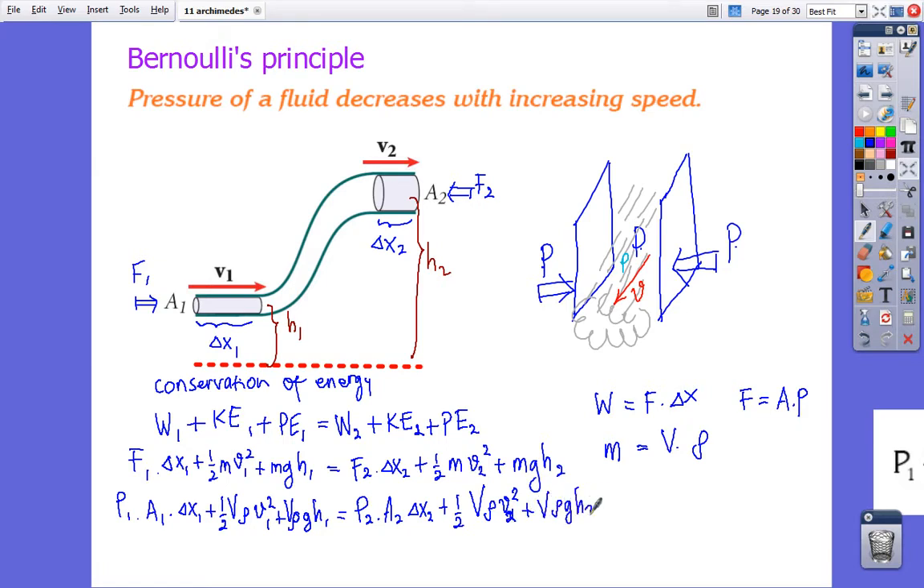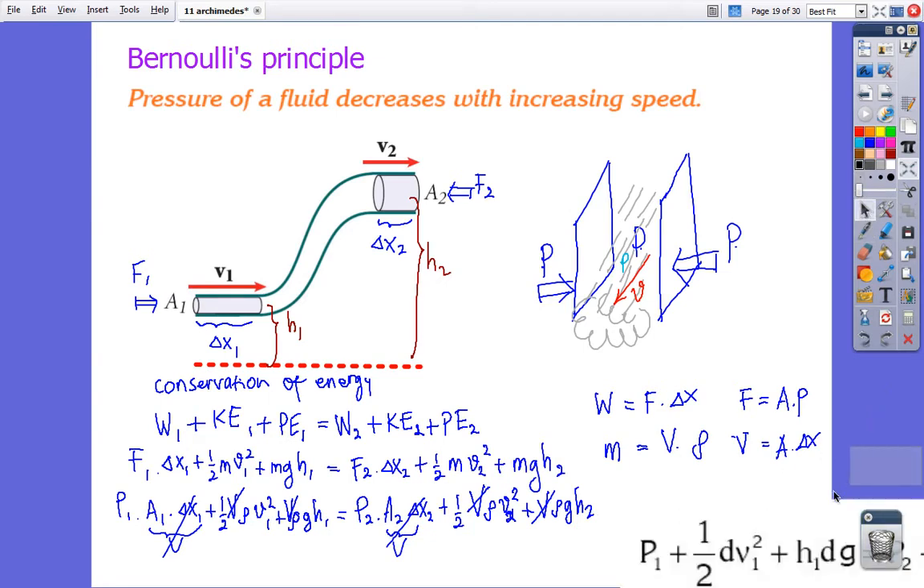rho g h2. Well, as you know, the volume of the water in position 1 and 2 will be the same amount, so volume is area times its height, bottom area. So this one is actually volume, this one is also volume, so we can cancel volume because it is contained in all the parts of this equation. So what are we left with? We are left with this big equation.